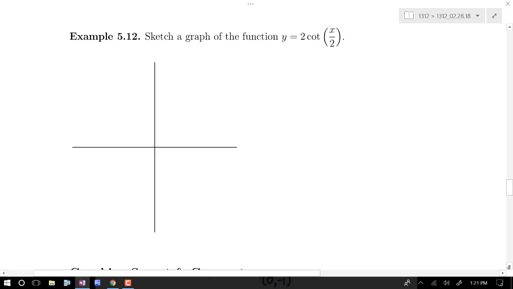Okay. 2 times cotan of x over 2. So it's a cotan function, and there is no phase shift here, so we don't have to worry about that. So let's find the period. What should the period be? If it were just cotan of x, it would be 0 to pi. So if there's an adjustment to the period, how do we find it? And by the way, how do we know there's an adjustment to the period?